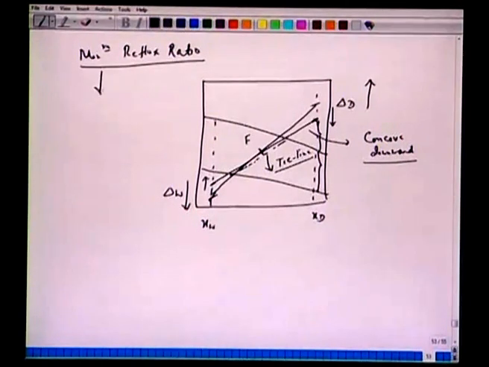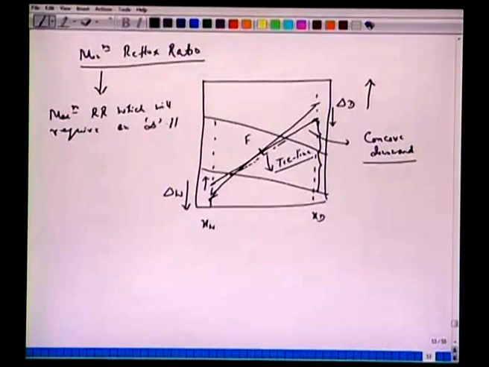So, we can write: the minimum reflux ratio is the maximum reflux ratio which will require an infinite number of trays for this separation.